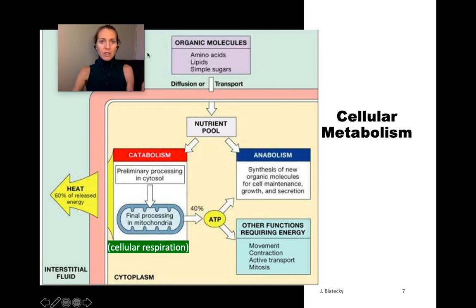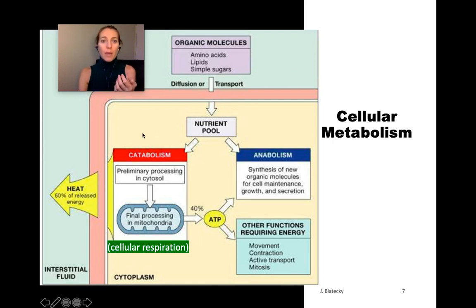So I love this graphic because you're seeing a little bit of digestion come in here as well. So you see diffusion or transport of your amino acids, lipids, and simple sugars, right? We know that this would occur in the small intestine, that we bring in those macromolecules there, either in the lacteal or through the capillaries. And then what you're looking at from here is what happens to that nutrient pool, right?